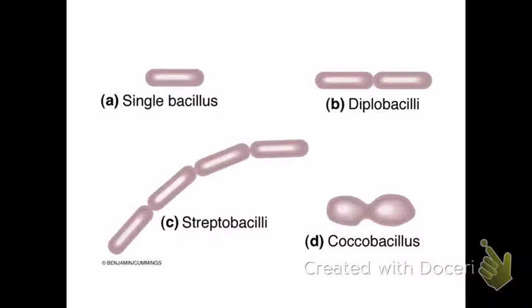Streptobacilli is strep in chains, remember? And then coccobacillus, they kind of look chubby, don't they? They're like rods, but they're a little bit chubby. They're rounded.